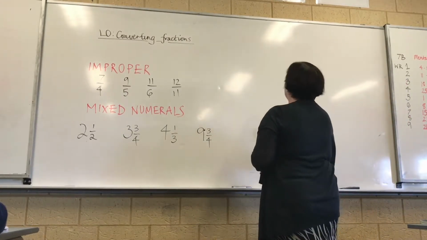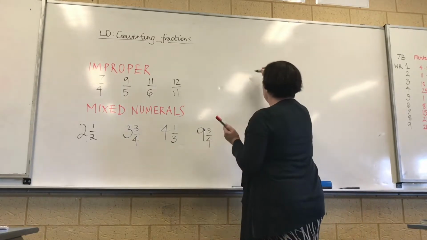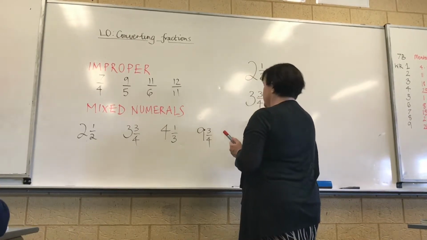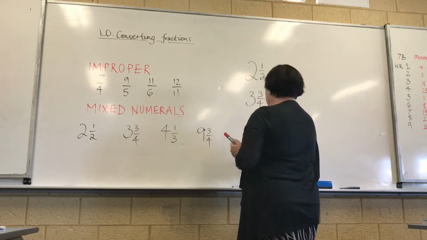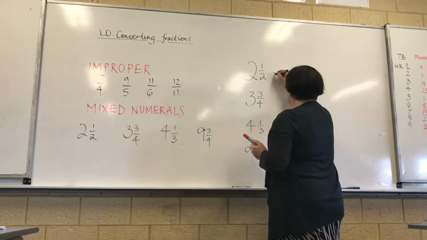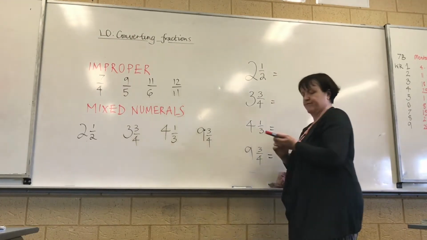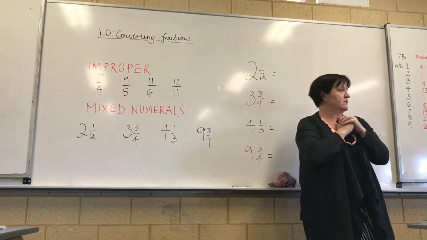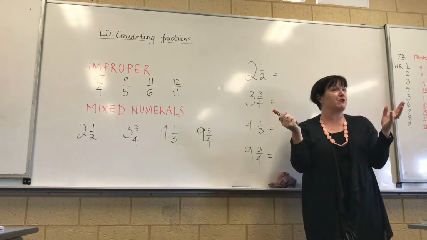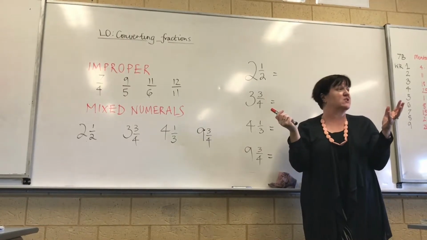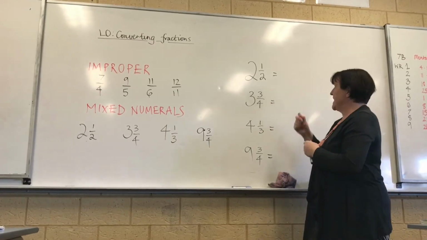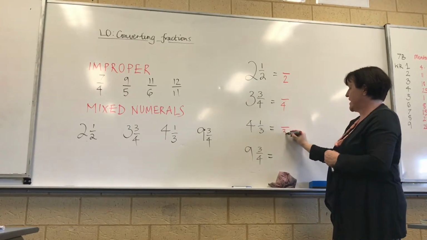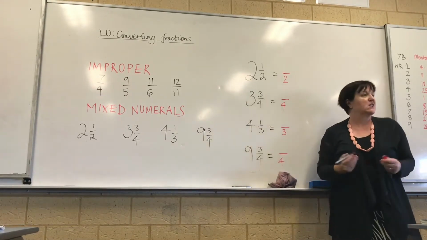Right, so we're going to try it the opposite way now. So we'll have 2 1/2, 3 3/4, 4 1/3, and 9 3/4. Now for this one, what can I put in first before I even do anything else? What's not going to change in any of the questions? The denominator. So let's put the denominator in there. It's going to be over 2. That's going to be over 4. That's going to be over 3. And that's going to be over 4. So we know that already, don't we?